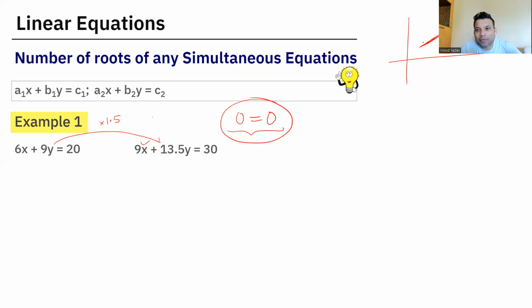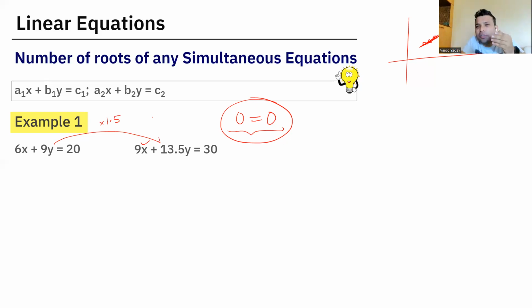So don't you feel every point will be common between them, logically speaking? And a line has infinite points. Hence, this particular situation will have infinite solutions because it is as good as only one line. One line has infinite points, so there will be infinite values of x and y which will satisfy this.